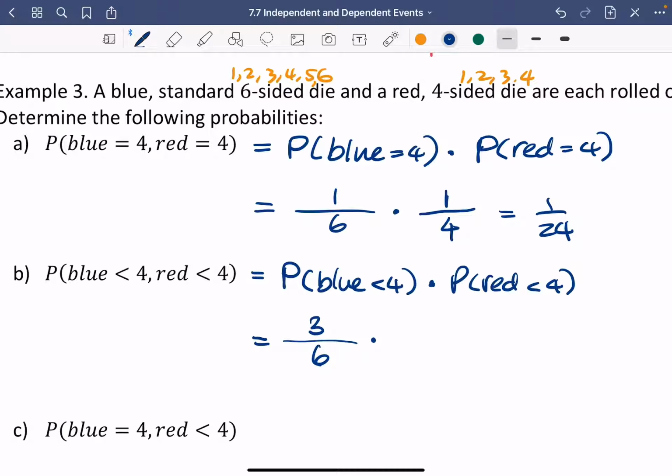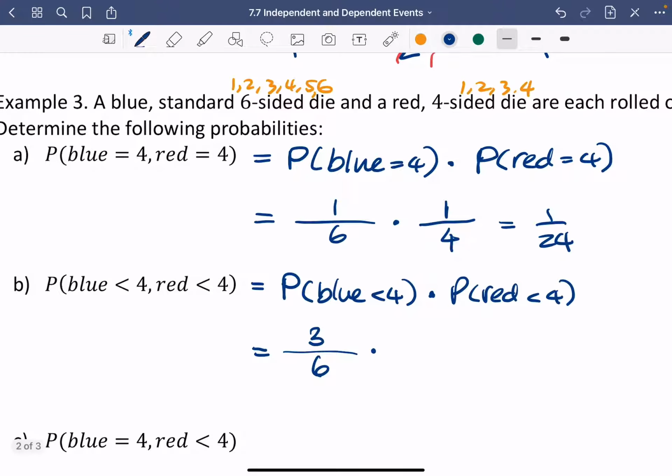So that's the probability of getting a number less than 4 for the blue die. And let's look at the red die. Total of 4 outcomes. And less than 4, we have 1, 2, 3, 3 outcomes. So 3 out of 4. And so this is equal to 9 over 24 or 3 over 8.